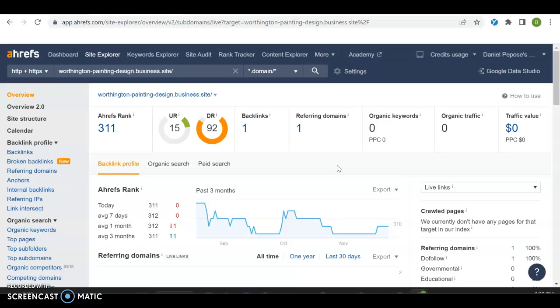Now, as far as organic traffic, even if you got 100 people coming into your website, let alone 500, what would that do for you?